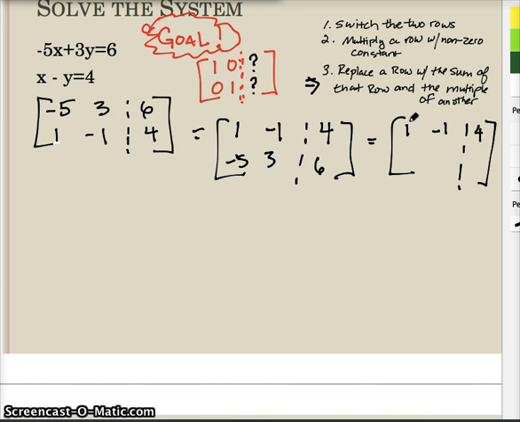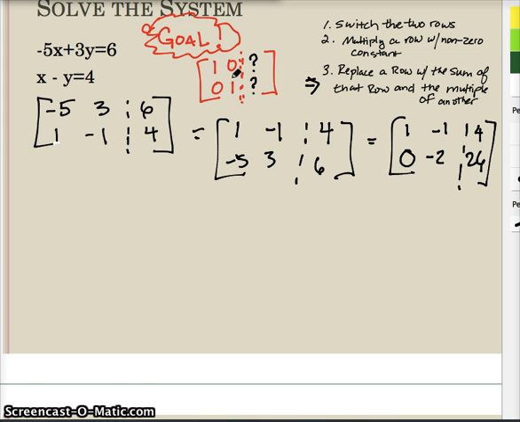So watch what happens. 5 times 1 is 5. When I add -5, I get 0. 5 times -1 is -5. When I add 3, I get -2. 5 times 4 is going to give me 20. 20 plus 6 is going to give me 26.